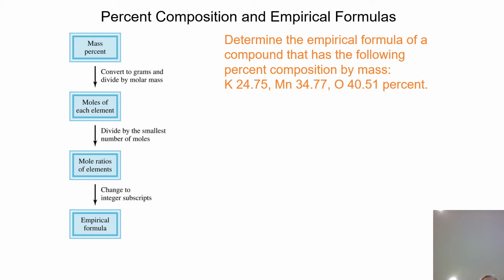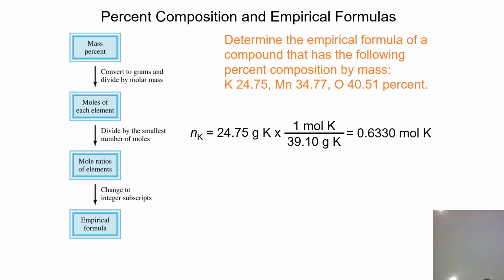So we have analyzed a compound and found the percent composition by mass. It contains potassium, manganese, and oxygen, and their relative percents. For each of these percents, we can assume 100 grams of the compound.